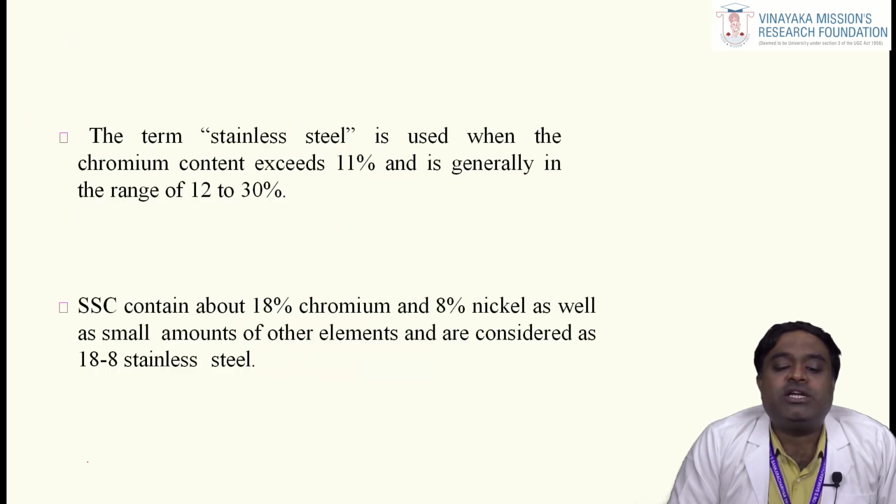The term stainless steel is used when chromium content exceeds 11% and generally ranges from 12 to 30%. So why is it called 18-8 austenitic steel? Stainless steel crowns contain about 18% chromium and 8% nickel. That's why it is called 18-8 stainless steel.